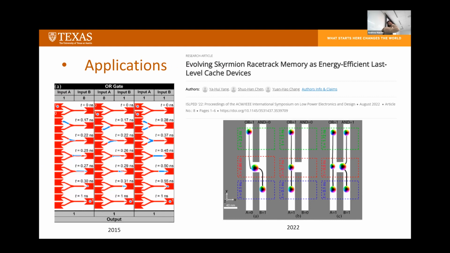And these are some of the applications. This is one from 2015 where they basically use a conversion between domain walls and skyrmions to implement logic. And the figure on the right is one we will see in Dr. Friedman's talk from UT Dallas. He talks about the dynamics of skyrmion logic. This was a paper from 2022. And there was also a paper regarding using skyrmions in cache devices. So I guess most of the papers I've seen till now have been simulations and not actual results.